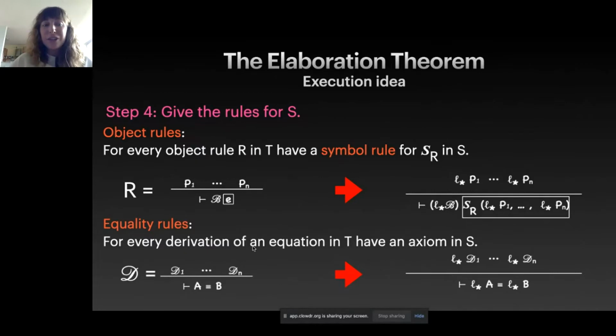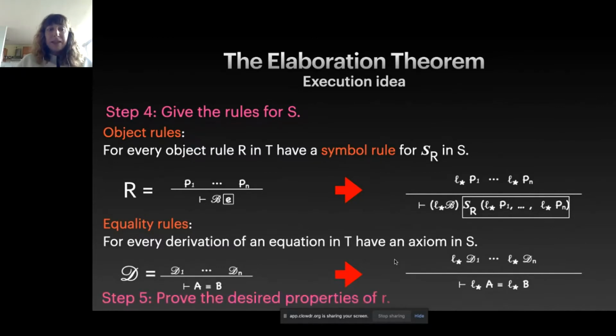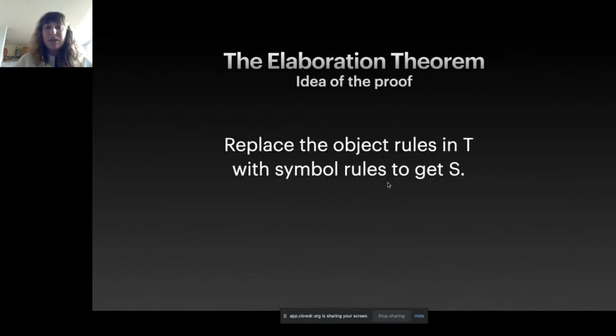So for every derivation of an equation in T, for example, such D, we have an axiom in S, we add it as a specific equality rule. So basically map it with L, act on it with L, and then add it as an equation. And then step 5 is we have to prove the desired properties of R, right? So it actually needs to be a transformation, right? It needs to map derivable stuff to derivable stuff. It needs to be conservative, and given this construction, it can be done, right?